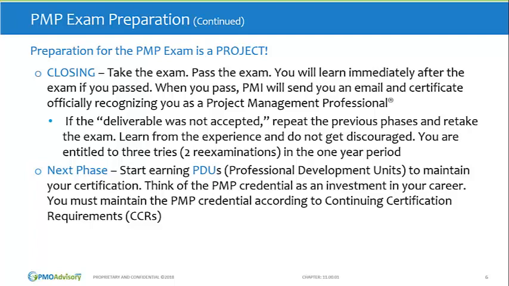If by some chance you do not pass, go back to the previous phases, keep studying, and reapply to take the exam. You have 2 additional opportunities for a total of 3 tries within the 1-year period. I can tell you that many PMPs need to take 2 or 3 attempts in order to get the PMP. It's a difficult exam. So do not be discouraged, but study hard.